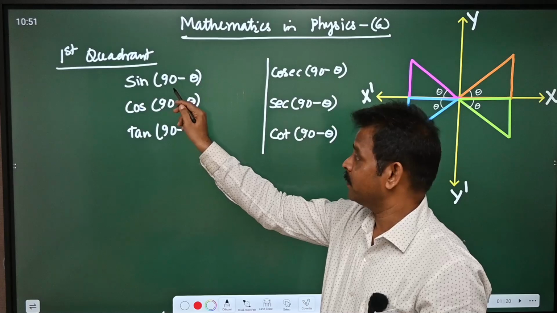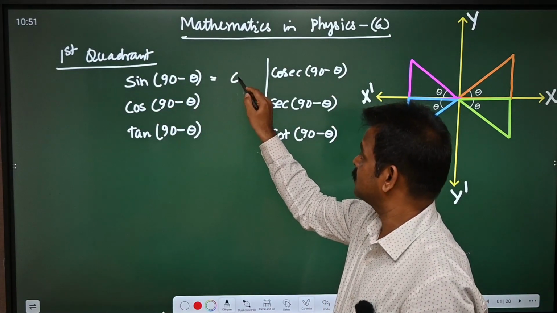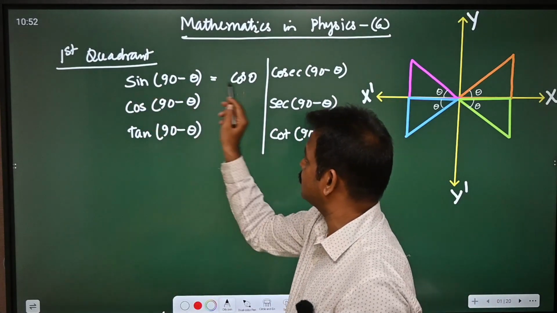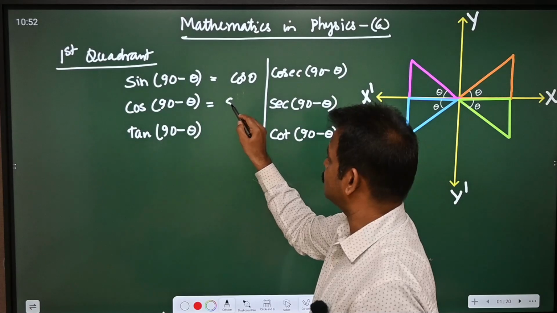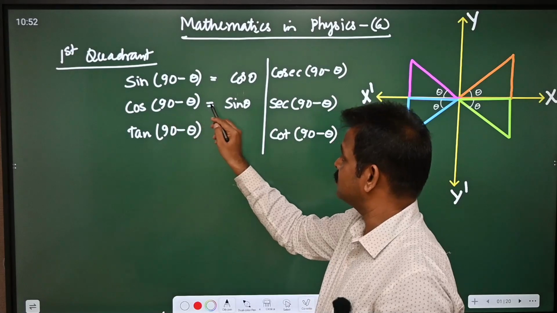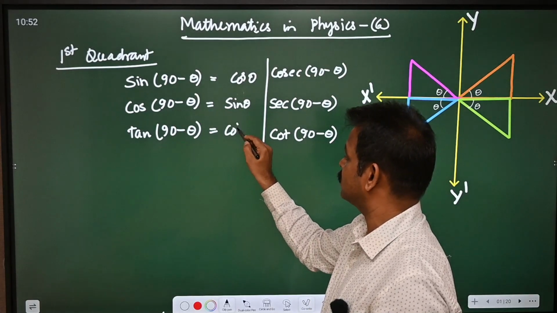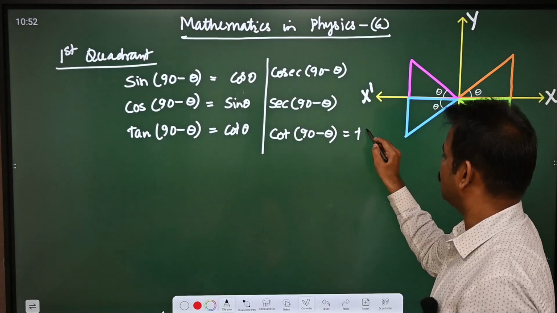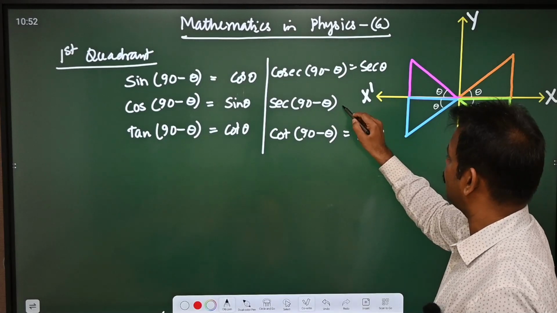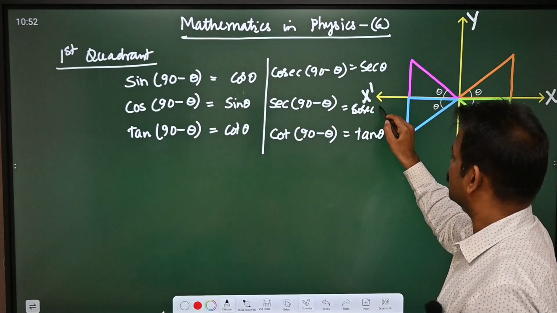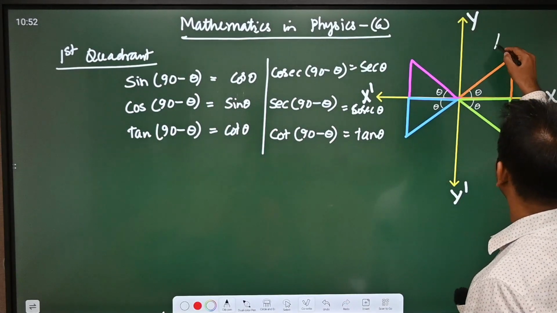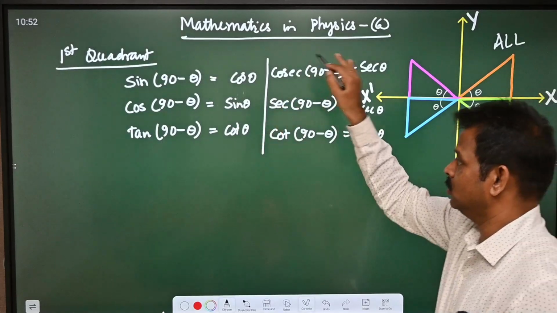Whenever 90 is there, sine will become cos. But students, this cos in the first quadrant is positive. Similarly, sine 90 minus theta will become cos theta, and cos 90 minus theta will be sin theta. Tan 90 minus theta is equal to cot theta, and cot 90 minus theta is equal to tan theta. Cosecant 90 minus theta is equal to secant theta, and secant 90 minus theta is equal to cosecant theta. In the first quadrant, any value will become positive because all trigonometric ratios are positive here.